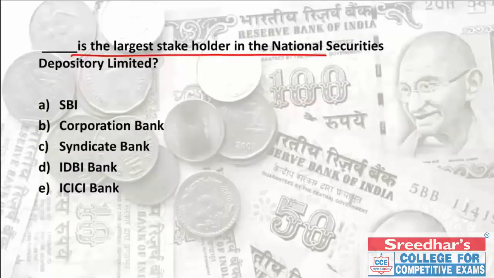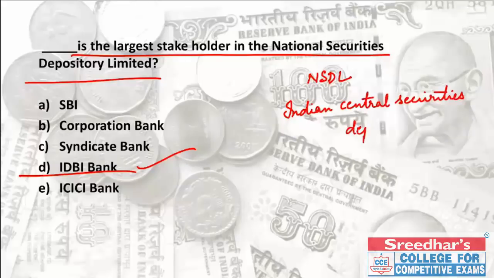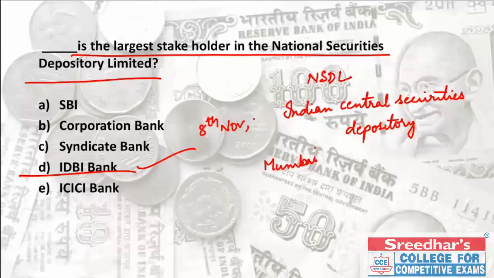Who is the largest stakeholder in the National Securities Depository Limited? IDBI Bank. National Securities Depository Limited, NSDL. This is an Indian Central Securities Depository. This is based in Mumbai. It was established on 8th November 1996. It is the first electronic securities depository in India with national coverage.